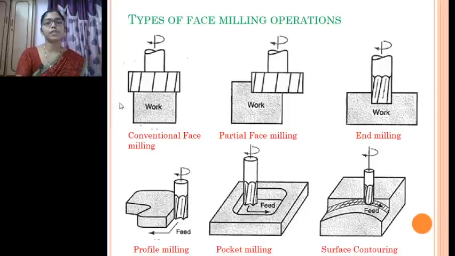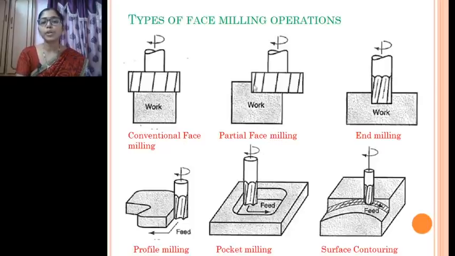Now this conventional face milling is nothing but if the tool diameter or tool width is more compared to the workpiece width, then it is a conventional face milling operation. And partial face milling is if we are performing it only up to a certain width of the workpiece, then it is called a partial face milling operation.